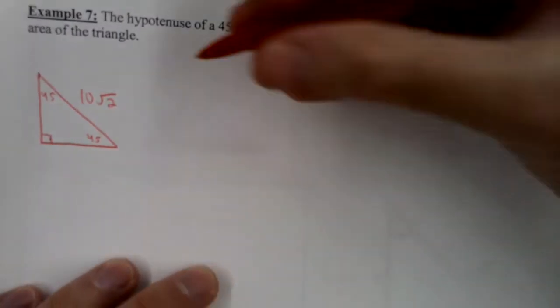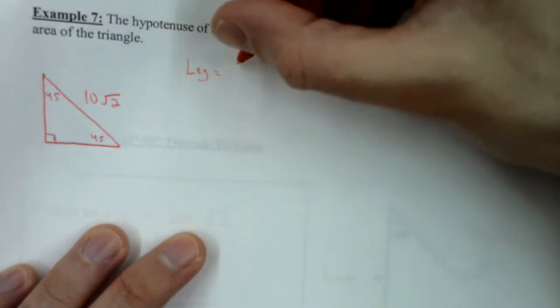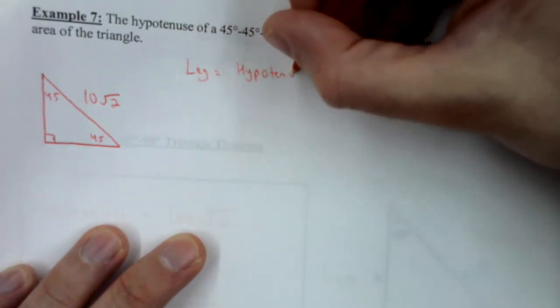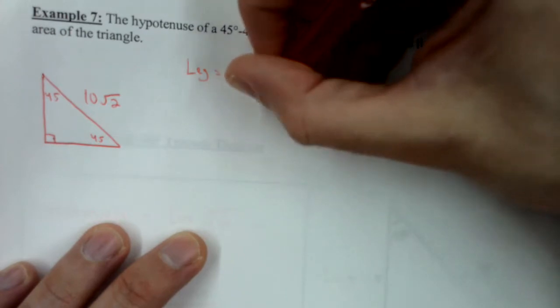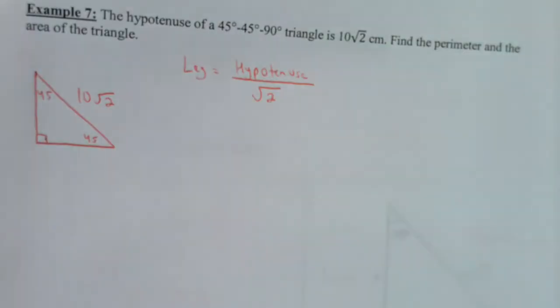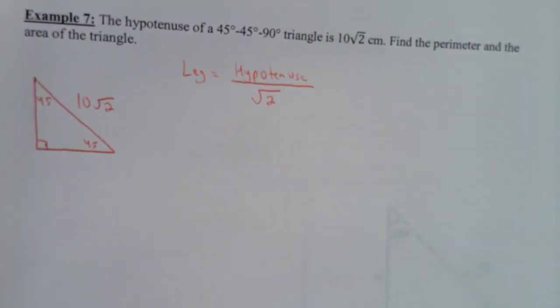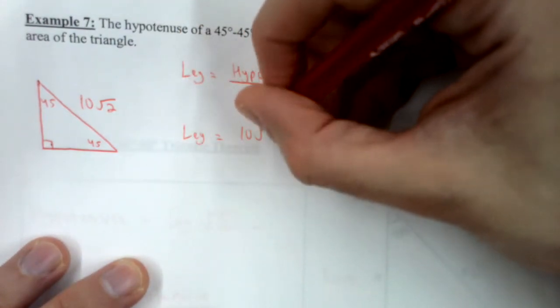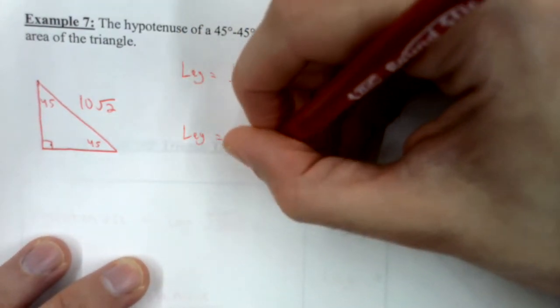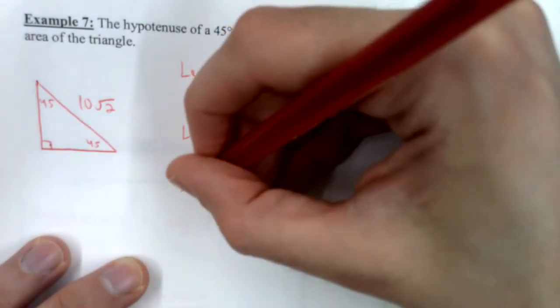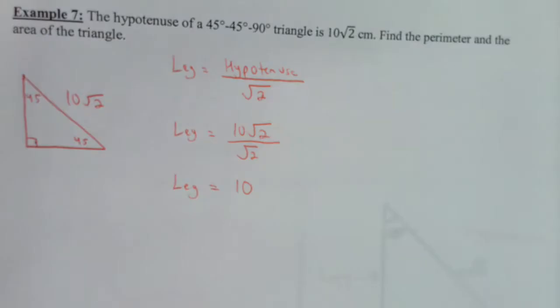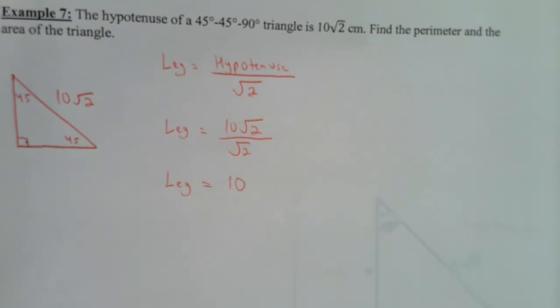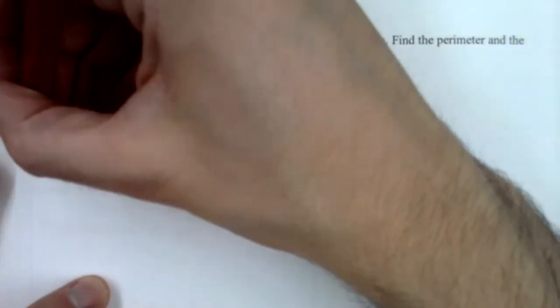Leg equals hypotenuse divided by square root of 2. So it equals 10 square root of 2 divided by square root of 2, which is just 10. Let me label that now. This is 10, and that's 10.